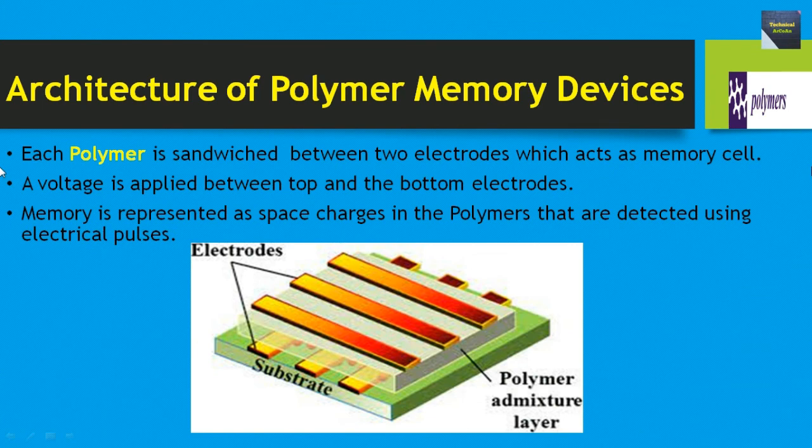Now we talk about architecture of polymer memory devices. Each polymer is sandwiched between two electrodes, which acts as a memory cell, as provided within the picture. A voltage is applied between top and bottom electrodes. Memory is represented as space charges in the polymers that are detected using electrical pulses.